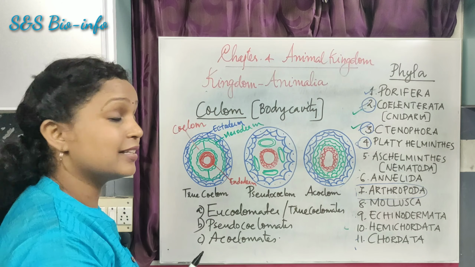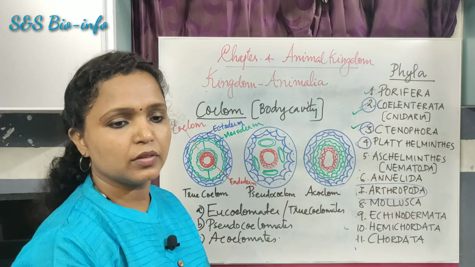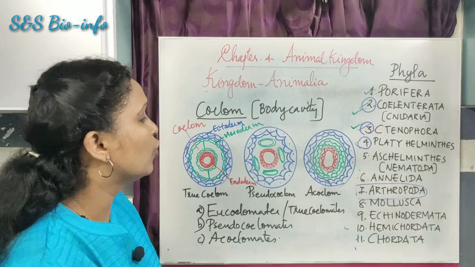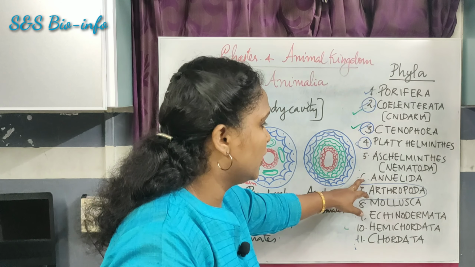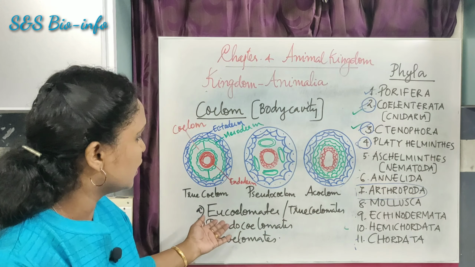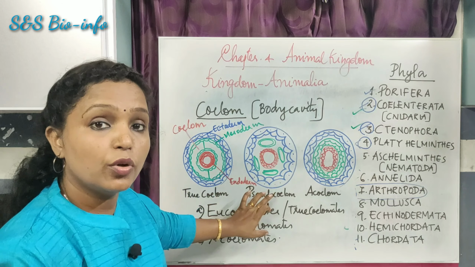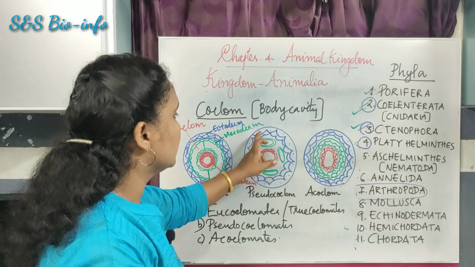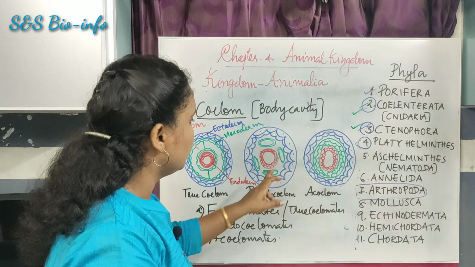The animals that possess such type of coeloms are known as eucoelomates or true coelomates. Such type of coelom is present from the phylum Annelida to Chordata. So Annelida onwards, all animals are eucoelomates or true coelomates. The next one, pseudocoelom. Pseudo means false coelom. Here the outer ectoderm and the inner endoderm. In between, the mesoderm appears as pouches. Such type of coelom is called pseudocoelom. It is seen in the phylum Aschelminthes or Nematoda.